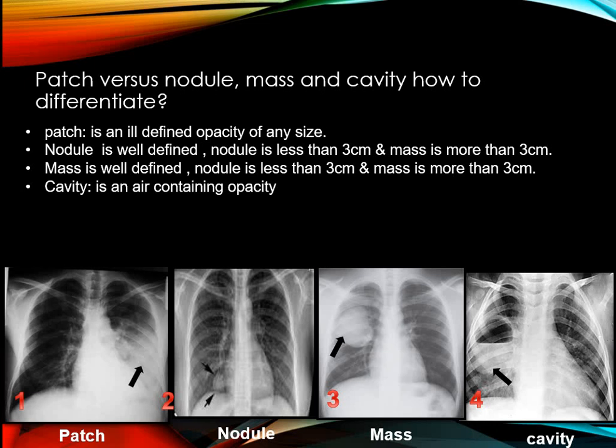The cavity is an air-containing opacity. The chest X-rays down in this slide are showing patch in chest X-ray number 1, nodule in chest X-ray number 2, mass in chest X-ray number 3, and cavity with air fluid in chest X-ray number 4.